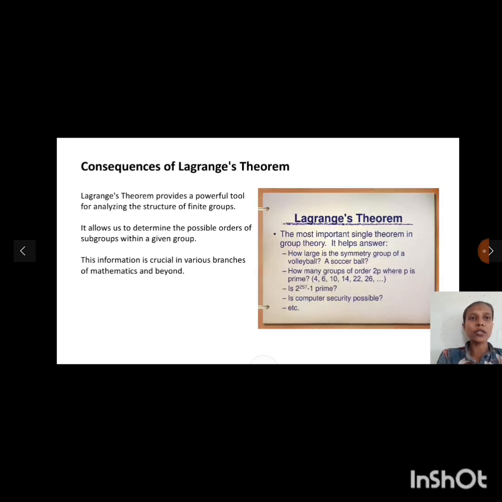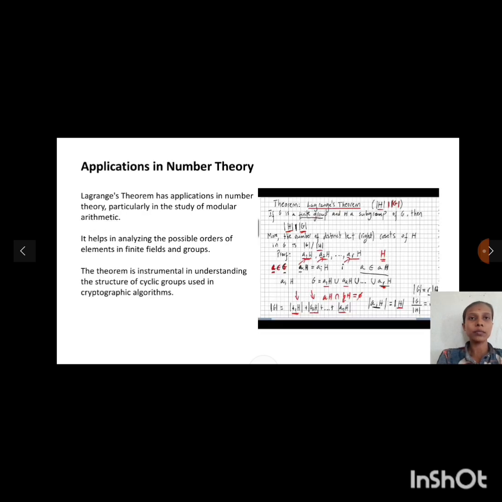Consequence of Lagrange's theorem. Lagrange's theorem provides a powerful tool for analyzing the structure of finite groups. It allows us to determine the possible orders of subgroups within a given group. This information is crucial in various branches of mathematics and beyond.